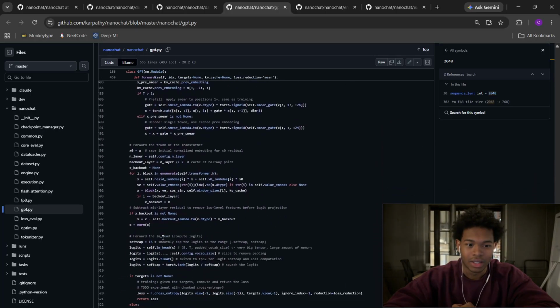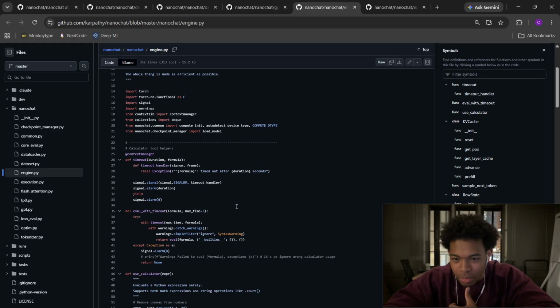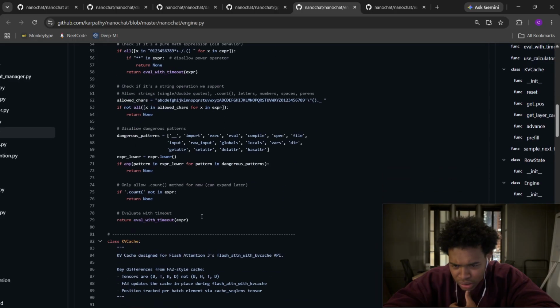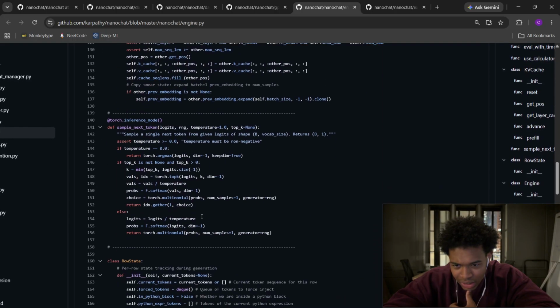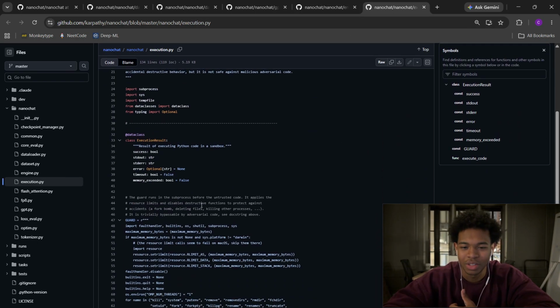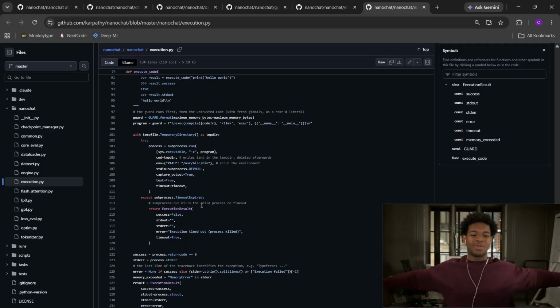Whoa, that's not a small file. Okay. Engine. And you mean to tell me this isn't just like a helper? Use calculator. KV cache. Oh boy, there's so much going on. Execution. Dude. Oof.